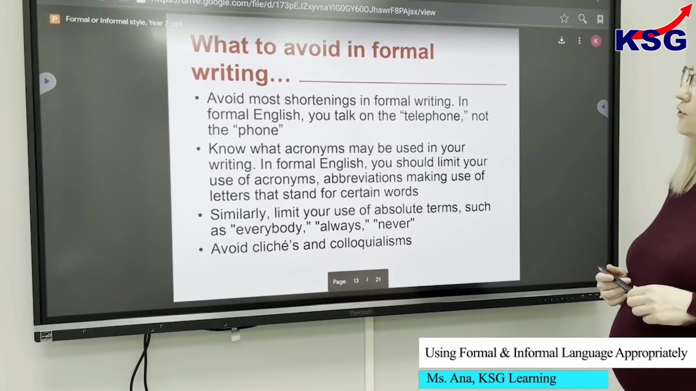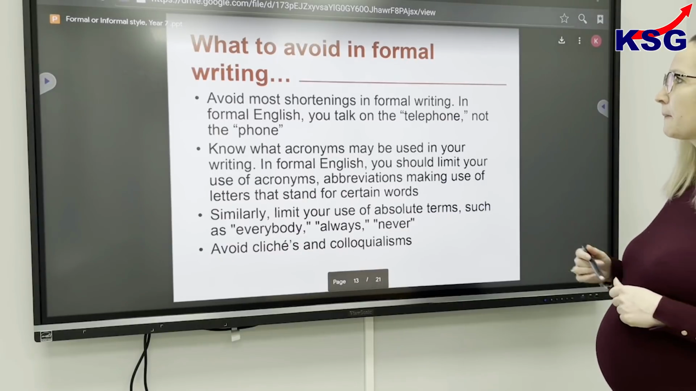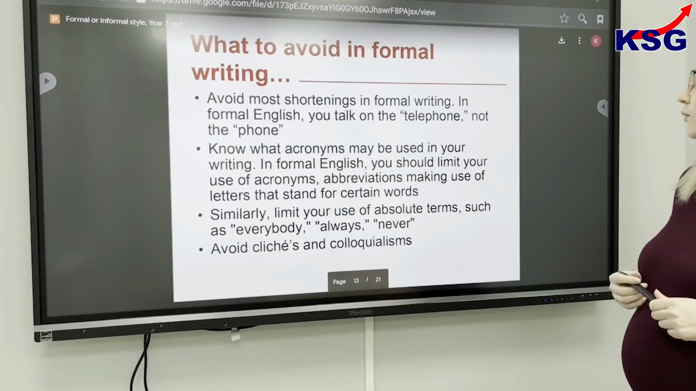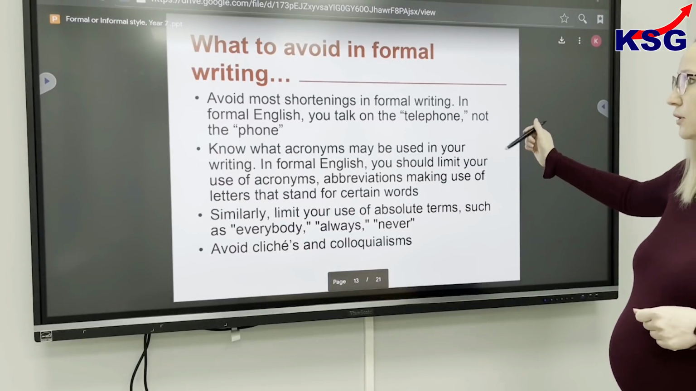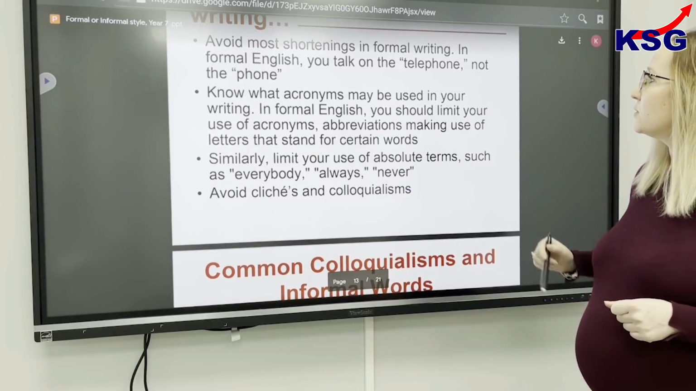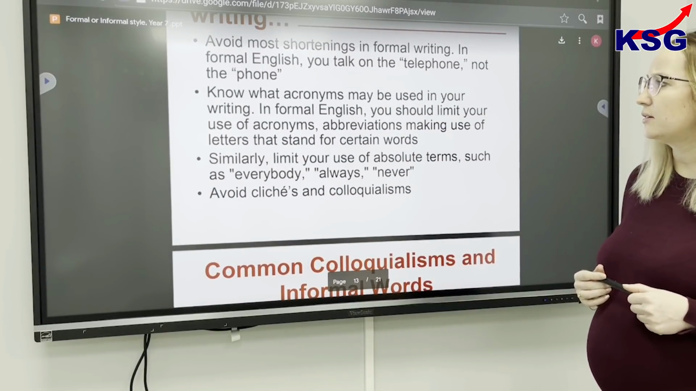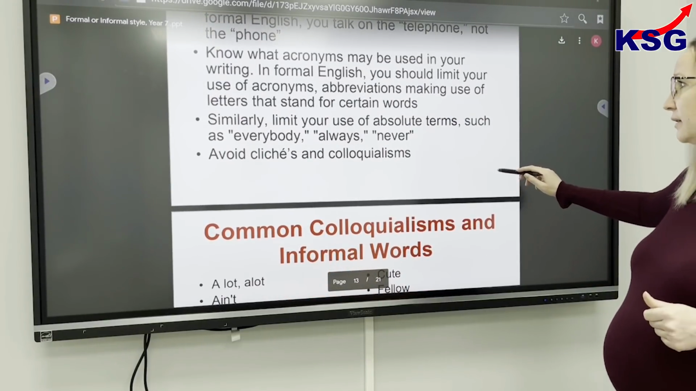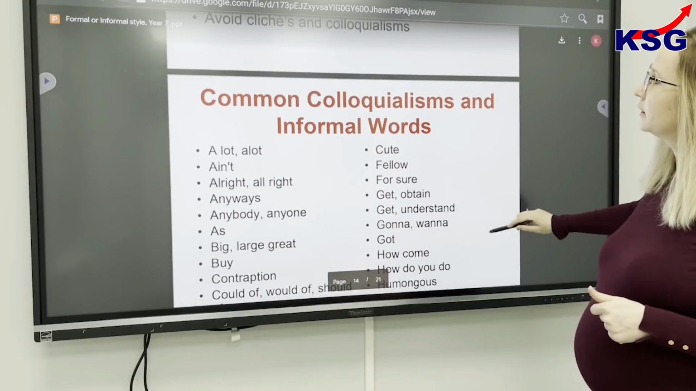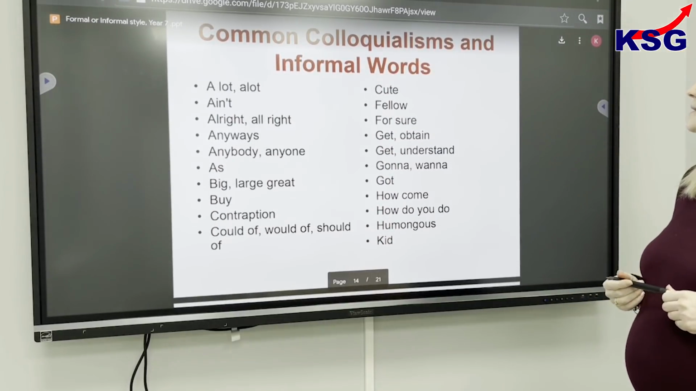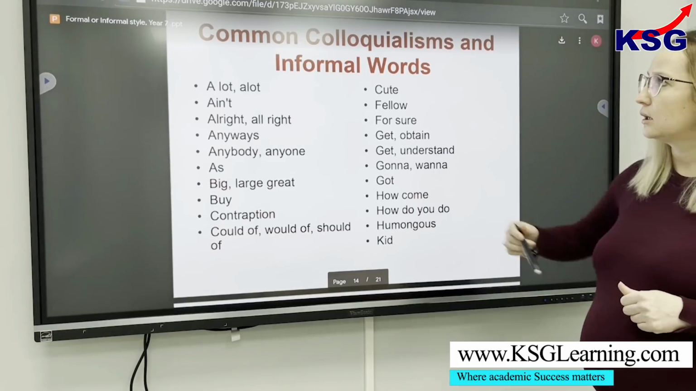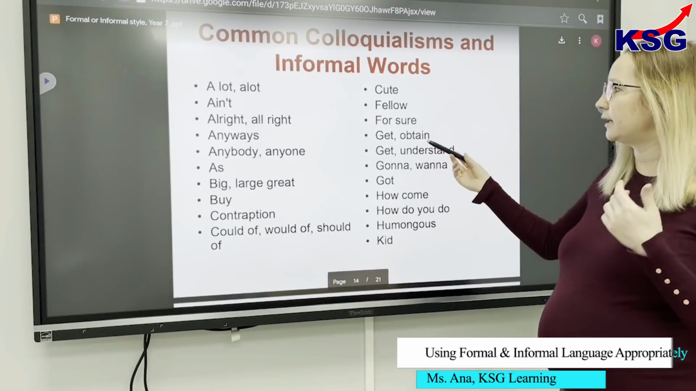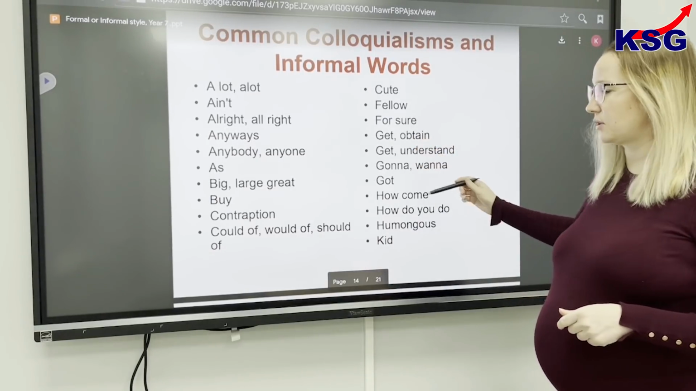What else should we avoid in formal writing? Firstly, avoid most shortenings in formal writing, like you talk on the telephone, not phone. Know what acronyms may be used in your writing. Similarly, limit your use of absolute terms such as everybody, always, and never. We have some common colloquialisms and informal words: a lot, cute, alright, fellow, sure, get, obtain, and we have so many as well.